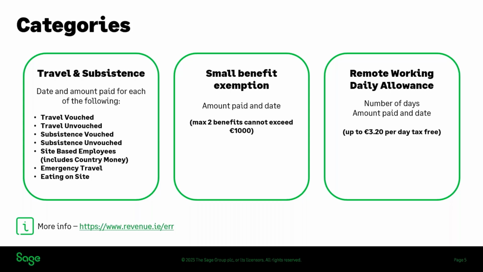And then the third category that needs to be reported is remote working daily allowance. And for that category, you need to tell them the number of days, the amount paid, and date of payment. So this allowance provides up to €3.20 per day, tax-free, for employees that are remote working. Now, again, if you're unsure if an expense falls under these categories, you do need to seek clarification from Revenue, and there's some great information available on their website that we've linked to on the slide.